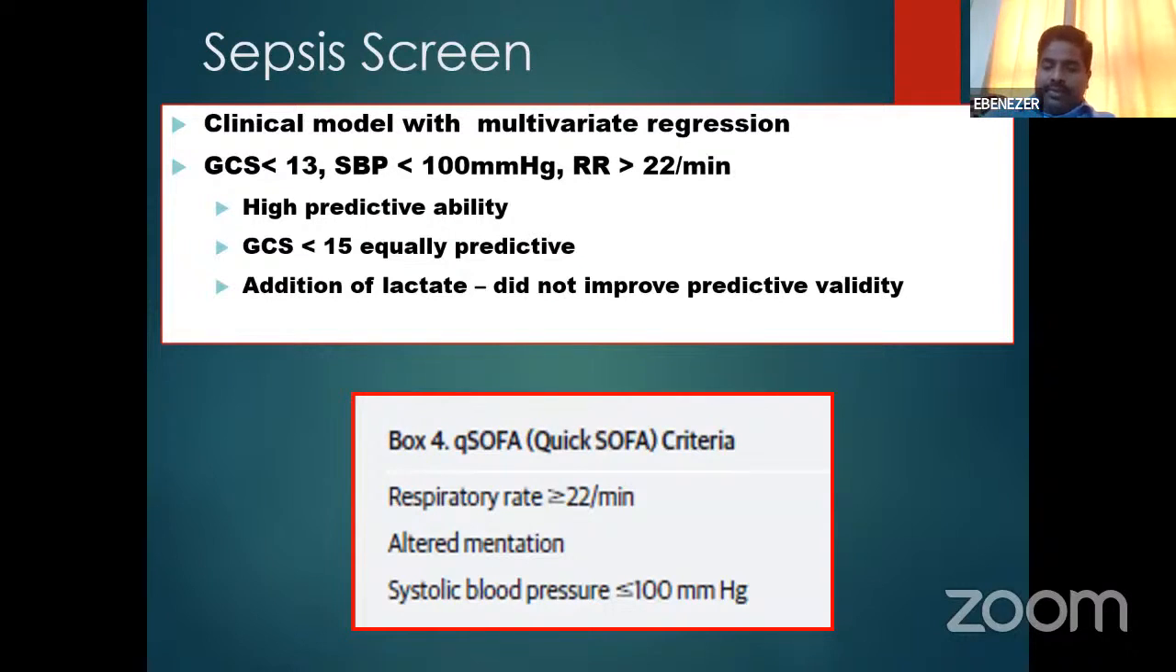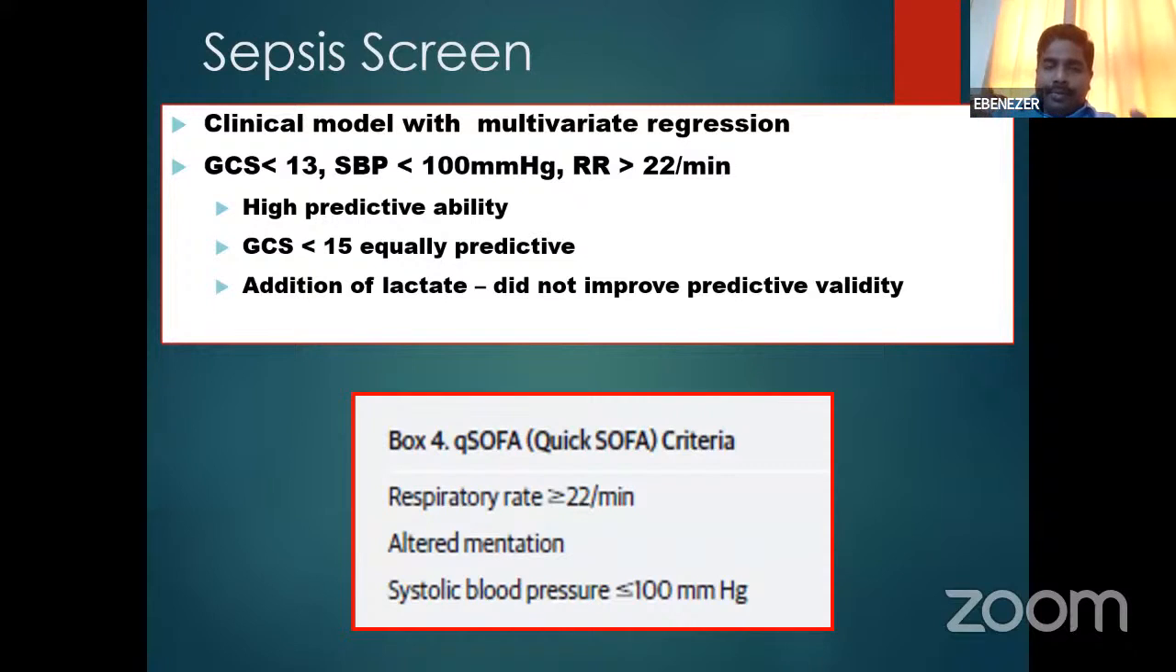So this is where the quick SOFA criteria come into the picture. But again, I would like to add here, in the recent Surviving Sepsis Campaign guideline 2021, the recommendation states that you cannot use qSOFA criteria as a single screening tool in comparison with SIRS, NEWS, or MEWS. This is the statement given by the Surviving Sepsis guideline. So these are all there to help you.